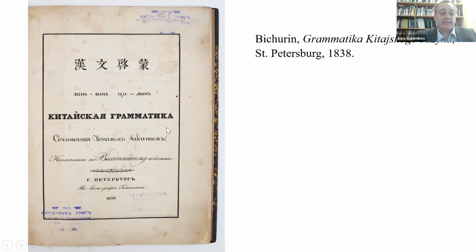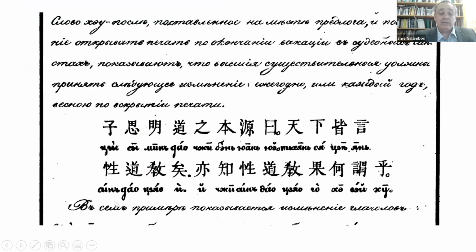But of course, the book is not entirely the same. It's a little bit different. And it's interesting that in this book, Bichurin, when he quotes Chinese text, he actually makes the Chinese text follow the flow of the Russian and the direction of the Russian. And I think he does this because he adds transliteration.